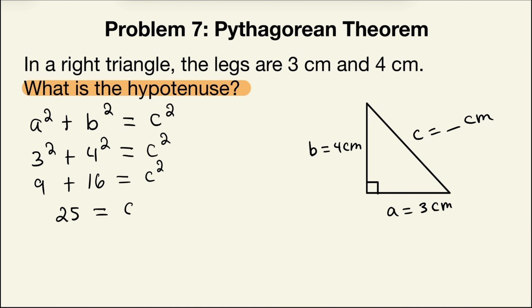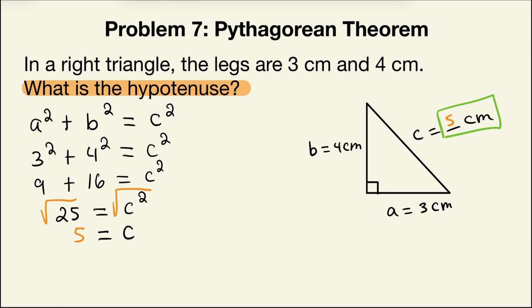25 equals c squared. But now we have to use inverse operations. So since we're squaring, we have to take the opposite of that, which is to take the square root of. So we're going to take the square root of 25 and c squared. And when you do that, you're left with c on the right. And then on the left, ask yourself what number times itself equals 25, and that is 5. So that means that the hypotenuse is 5 centimeters. And that is the final answer.